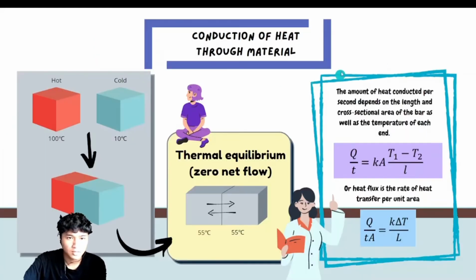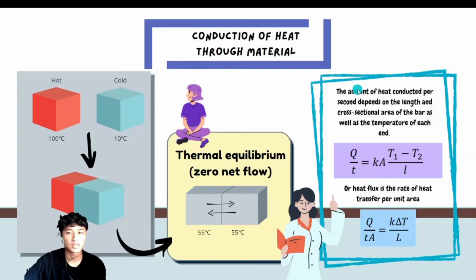So for example, like this. Okay, so we've got a hot object and a cold object. The hot object is at 100 degrees Celsius and the cold object is at 10 degrees Celsius. So the heat transfer here only occurs when the objects are in contact with each other like this. And the heat flow is only from the hot region to the cold region. During thermal equilibrium, the net flow is zero.